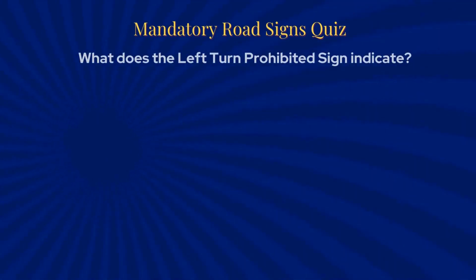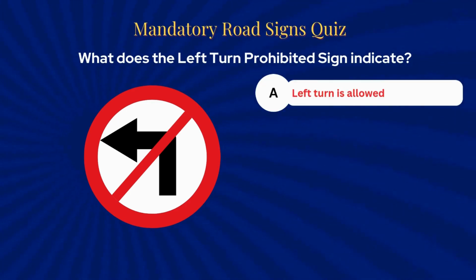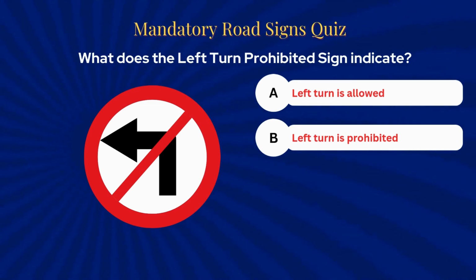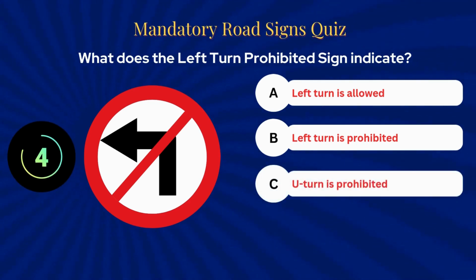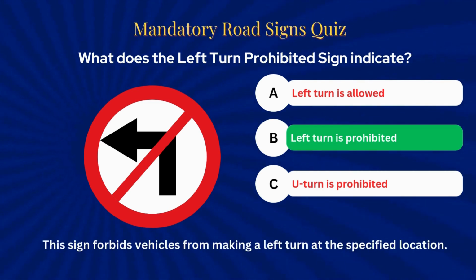What does the left turn prohibited sign indicate? Options are left turn is allowed, left turn is prohibited, and U turn is prohibited. Answer is left turn is prohibited. This sign forbids vehicles from making a left turn at the specified location.